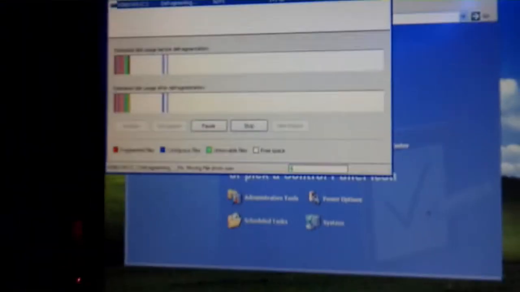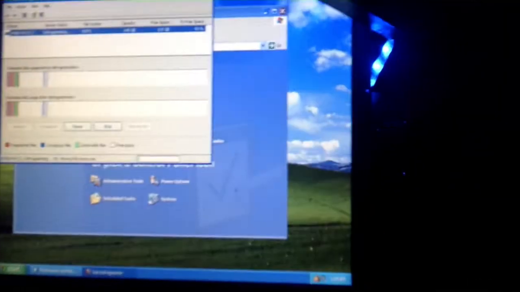Okay, so I got a couple things done, and what I'm currently doing is basically defragmenting my hard drive. First, you have to analyze your files, and then you defrag it, and that is what we're doing right now.